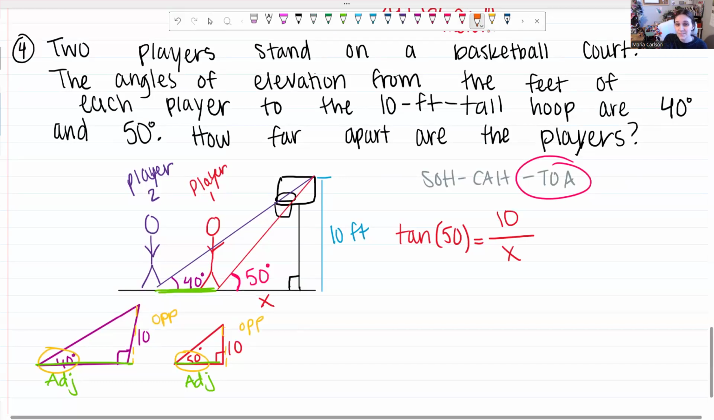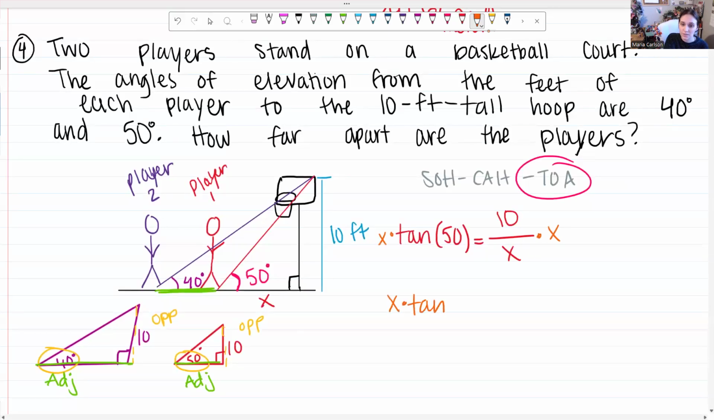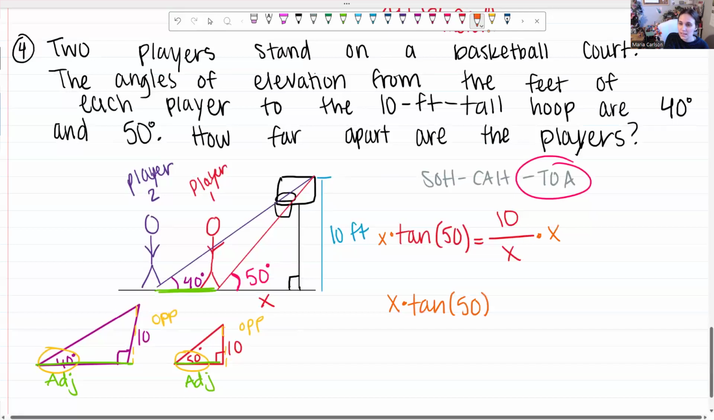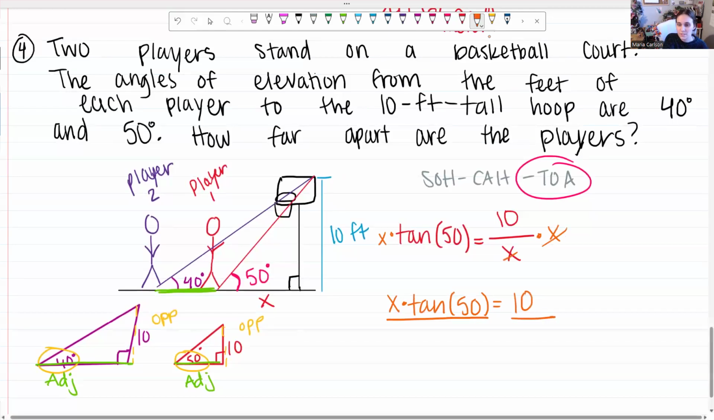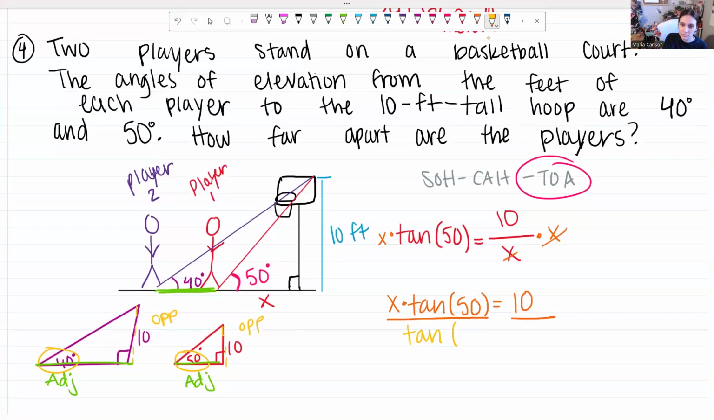All right. So this is length x that we're trying to find. To find length x, first I'm going to need to multiply both sides of this equation by x. So when we do this, I get that x times the tangent of 50 equals 10. Now the x's have canceled. So I can divide both sides of this equation by the tangent of 50 to simply get x all by itself.